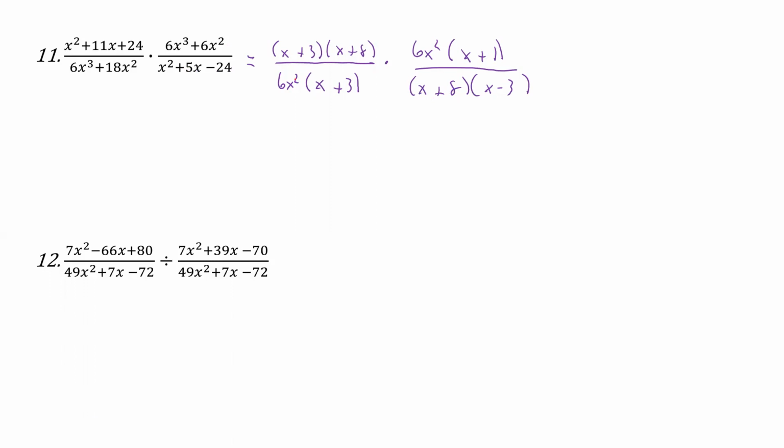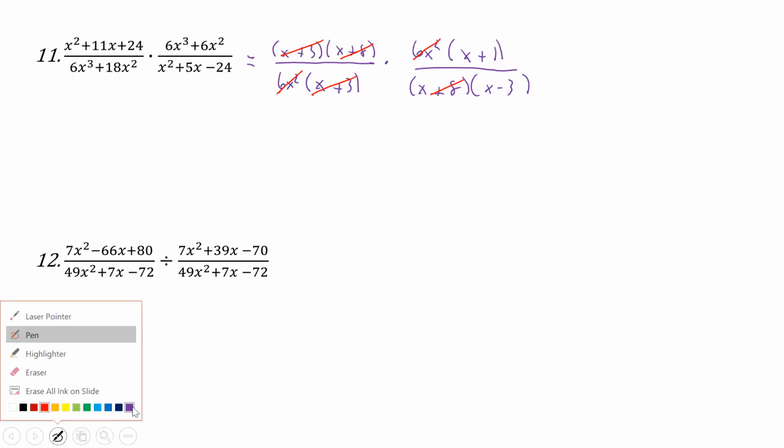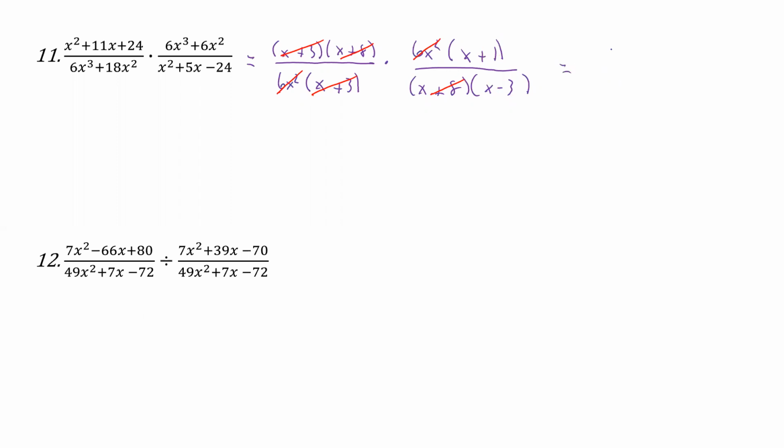All right, so 6x squared and 6x squared, x plus 8 and x plus 8, x plus 3 and x plus 3, and then that's what I'm left with. So I'm left with just x plus 1 over x minus 3. Okay, and so the complex multiplication of 2 rational expressions comes down to a rational expression with a binomial over a binomial. All right, here again, we have to remember to multiply by the reciprocal.